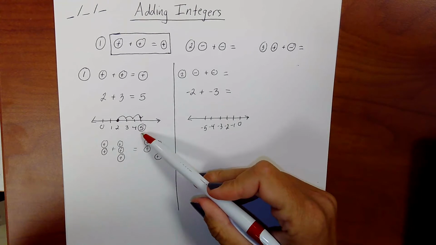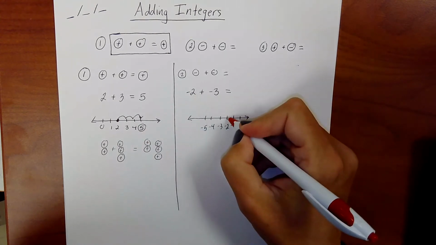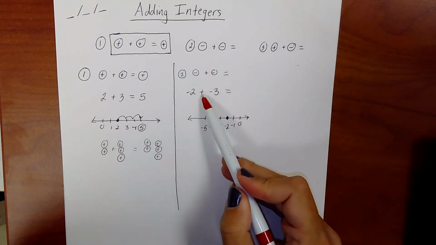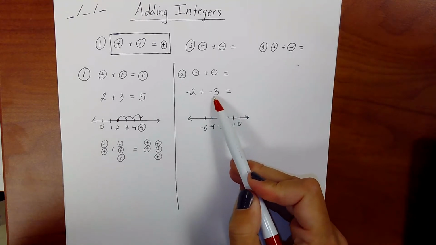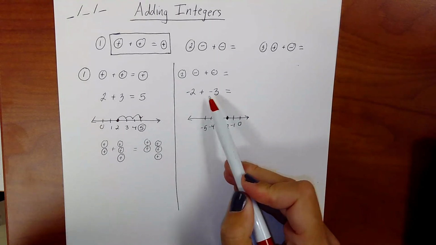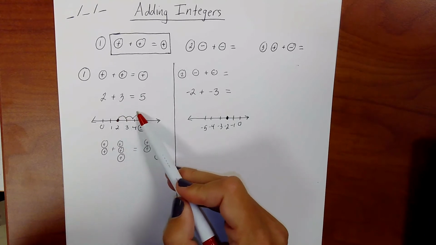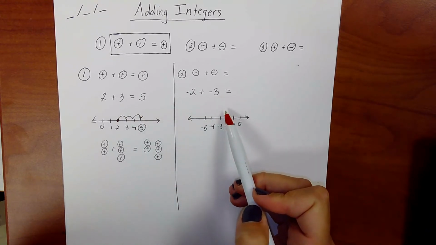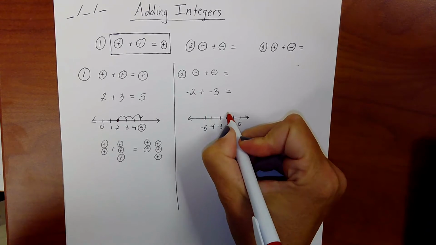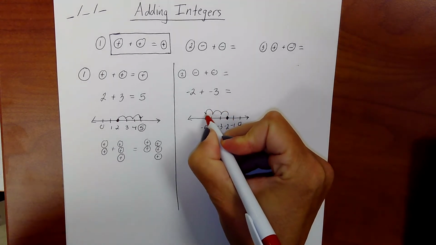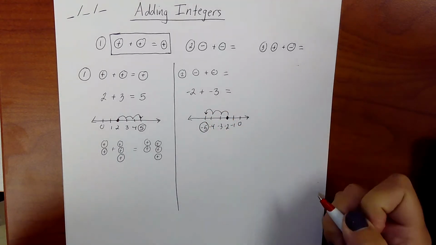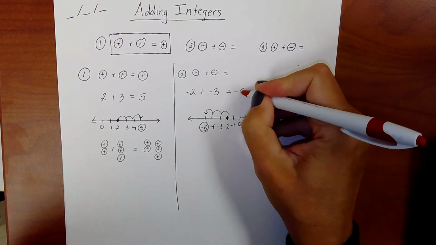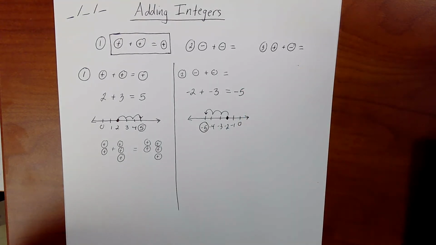So if we use the same logic, if we start at the first number, start at negative 2, and now go negative 3, so in the negative direction 3 spots. Well, if the positive direction is to the right, the negative direction better be to the left. So go 1, 2, 3 to the left, and we're at negative 5. So it looks like you just add them together and put the negative, and that is correct. That is what you're going to do if both numbers are negative.